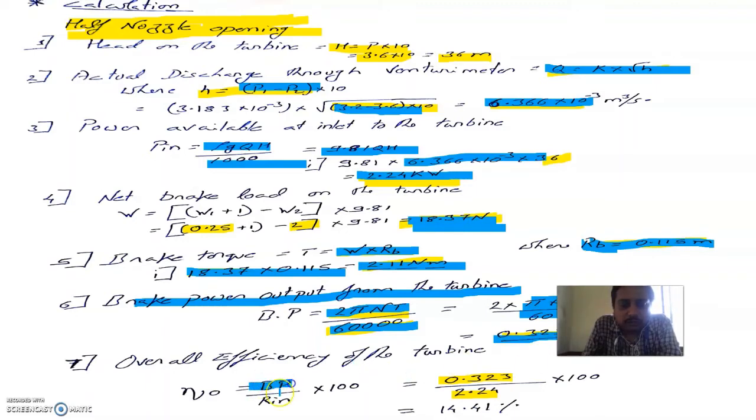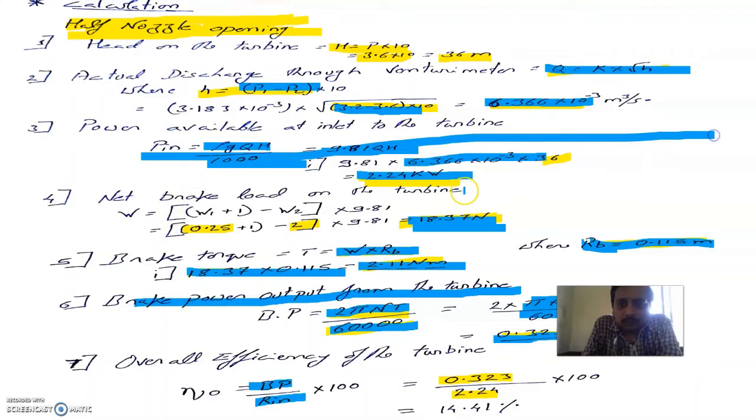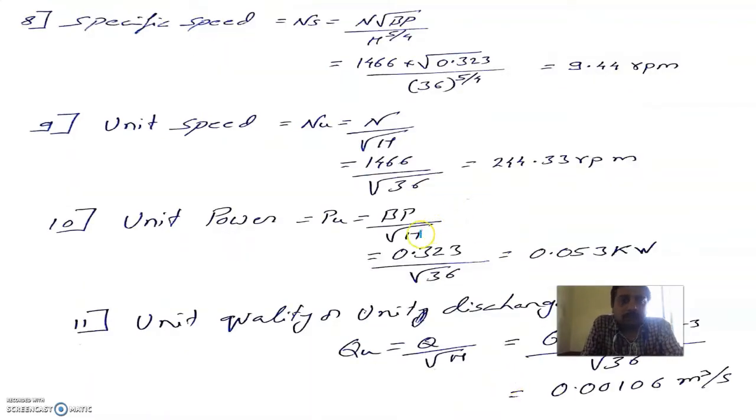Next you are finding the overall efficiency. Overall efficiency is nothing but BP by RIN. Our BP is this value, 0.323. RIN is here itself, this part, the value around 2.24 that you are substituting here. So into 100, you got an efficiency of 14.141. That's the overall efficiency.